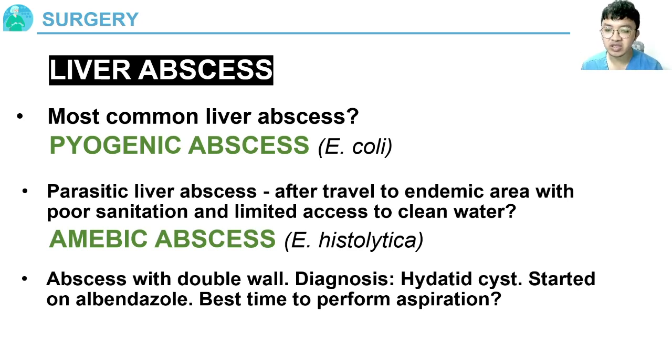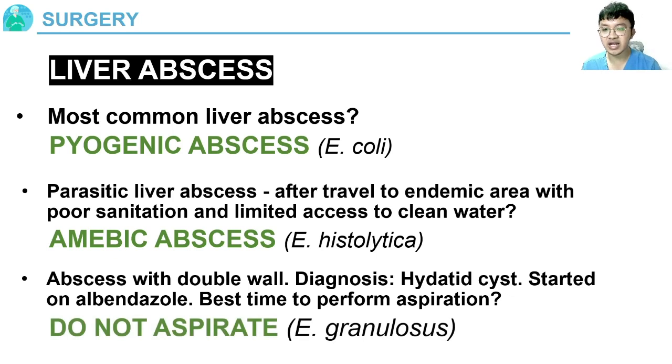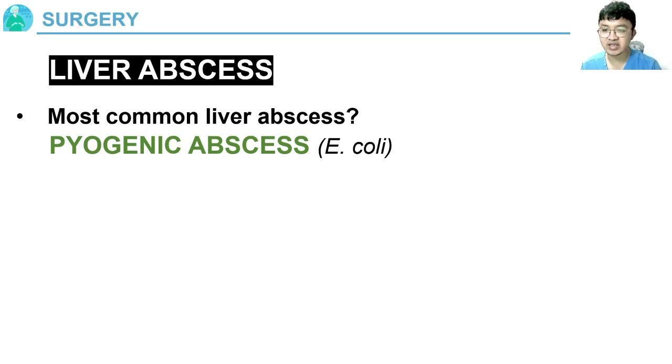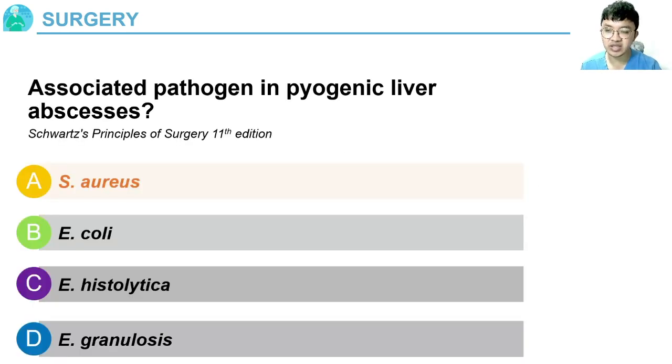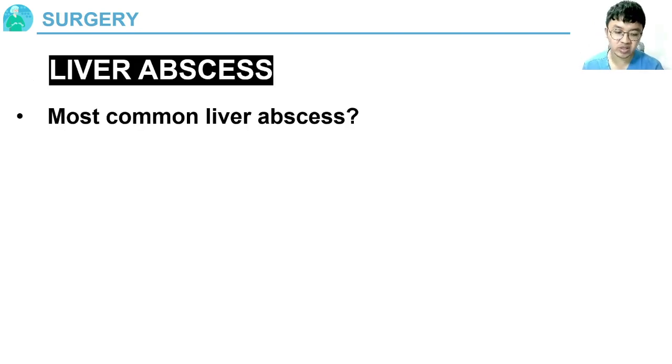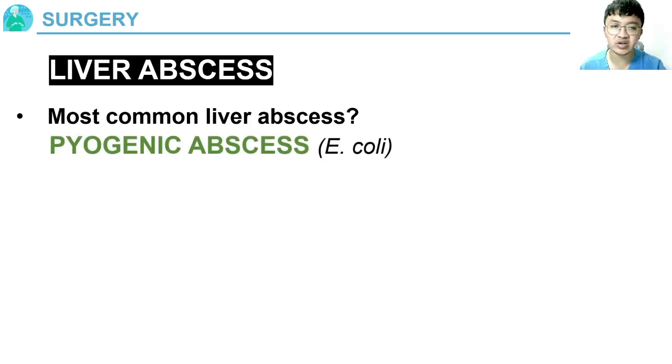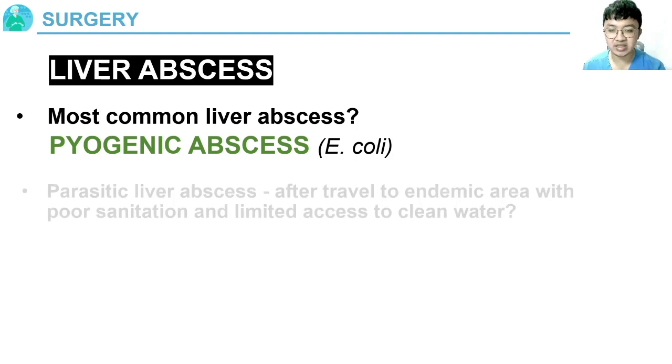an aspiration? This is actually a trick question. Do not aspirate. So again, just to emphasize, if you have pyogenic liver abscess, what's the most common associated pathogen? This is your E. coli or Escherichia coli, not your S. aureus. However, S. aureus can also contribute, especially if it's polymicrobial. But again, the most common is still your E. coli, the most abundant gram-negative aerobic organism in your intestines.